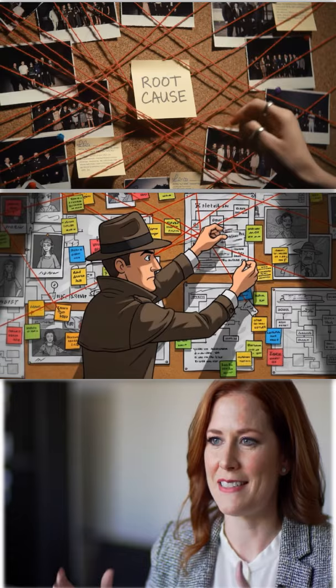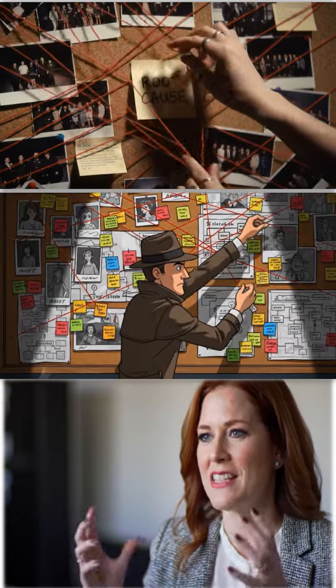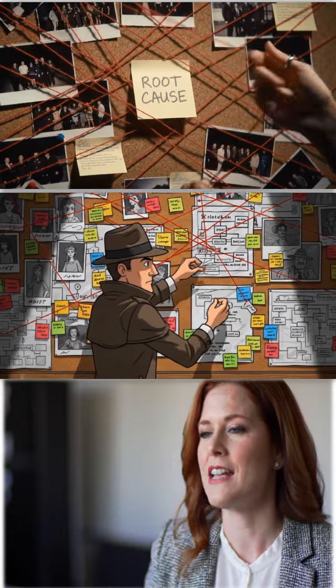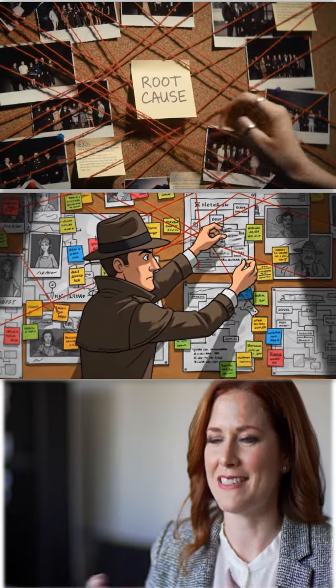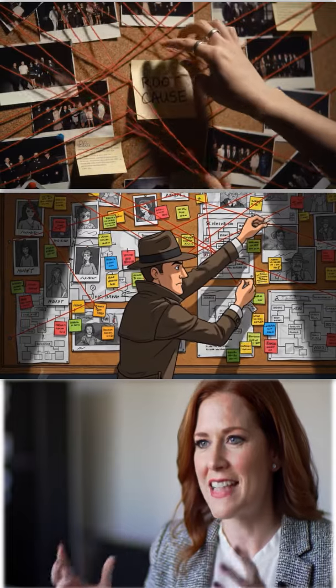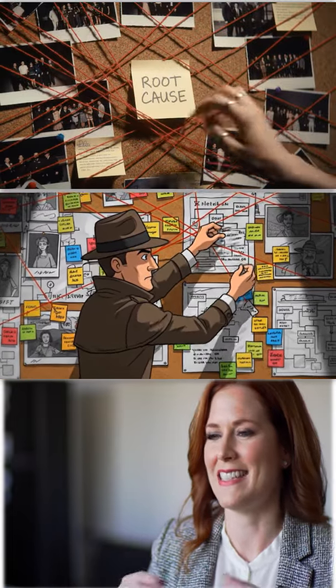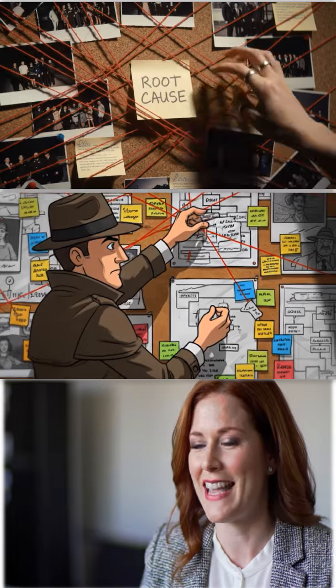Why was there a leak? The hose was worn out. Why wasn't it replaced? There was no maintenance schedule. Boom! You found it. And of course, the Pareto chart, the famous 80-20 rule, showing the small number of causes creating most of the problems.